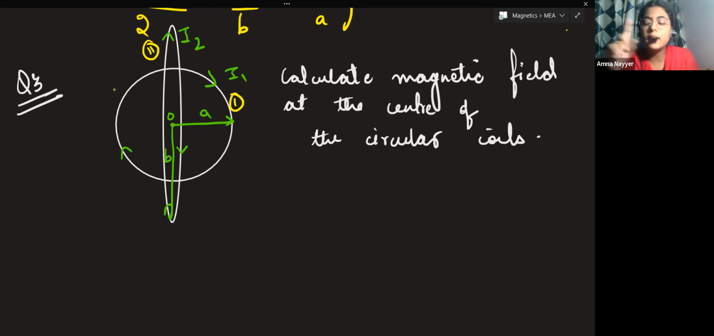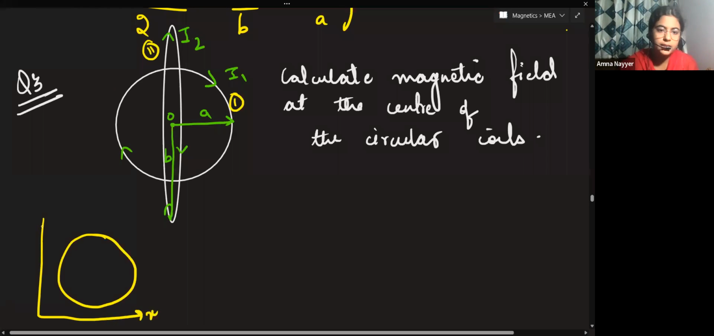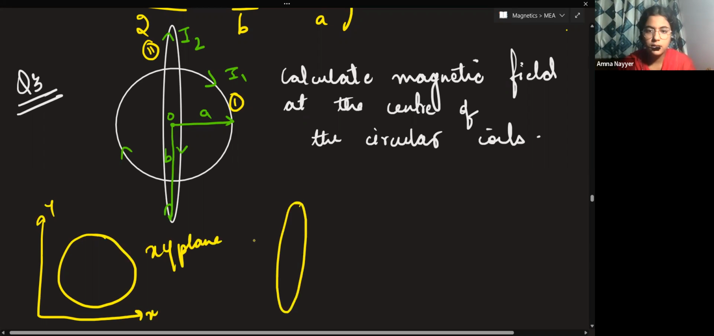The first circle is kept in, firstly, let me tell you, this plane which is between the x-axis and y-axis, this is known as the xy plane. Then you have this, which is between the y-axis and the z-axis, in the zy plane.